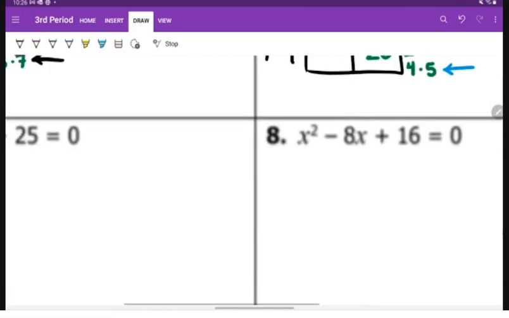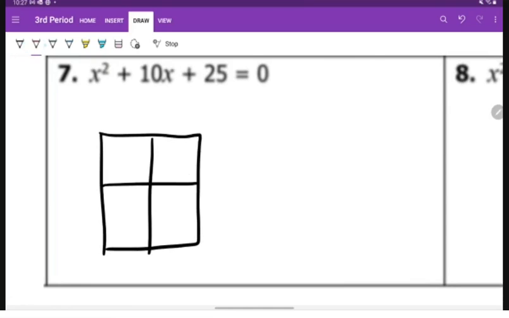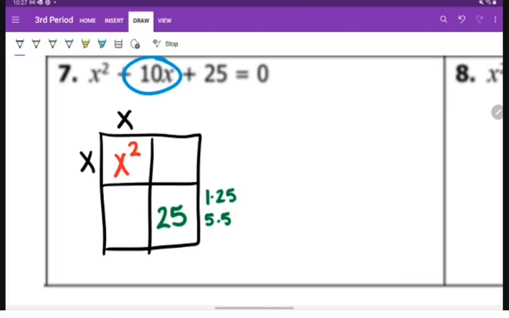Two more problems. x squared plus 10x plus 25. Everything in this problem is positive, so we don't have to worry about negatives in this one. So I'm just going to make my list. 1 times 25 or 5 times 5 are my two options. And I need two numbers that add together to give me 10. So hopefully it's fairly easy to see that we need to use positive 5 and positive 5.